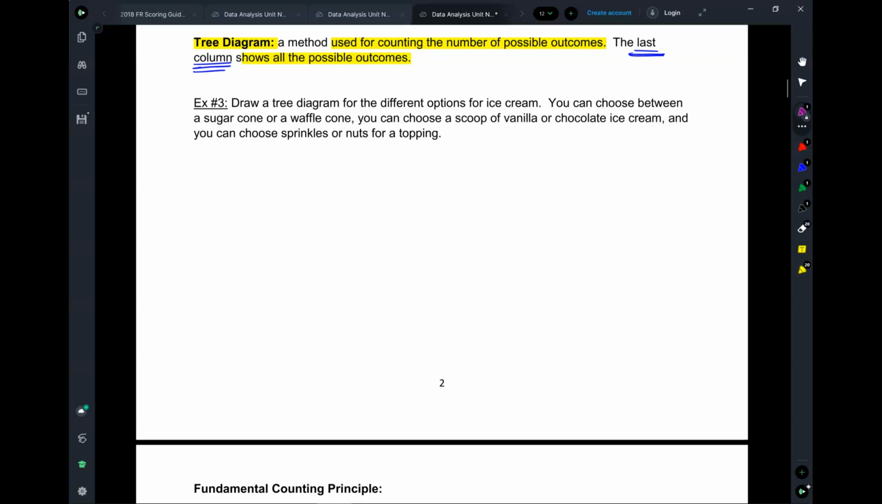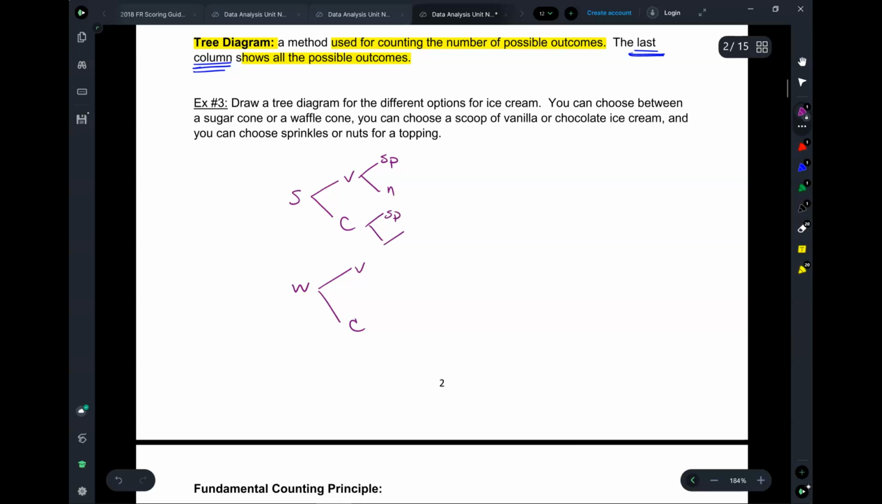You start with the first layer. The first layer is you get a sugar or a waffle cone. So sugar or waffle. Make sure when you're using symbols like this that they're not ambiguous, right? If you have two things that start with an S in that first level, make sure you specify. Now, for each of those, you can get either vanilla or chocolate. So here you can either get vanilla or chocolate, and here you can either get vanilla or chocolate. Now for each of those, you can either get sprinkles or nuts. Okay, so either sprinkles or nuts. Okay, whoops. So many options.